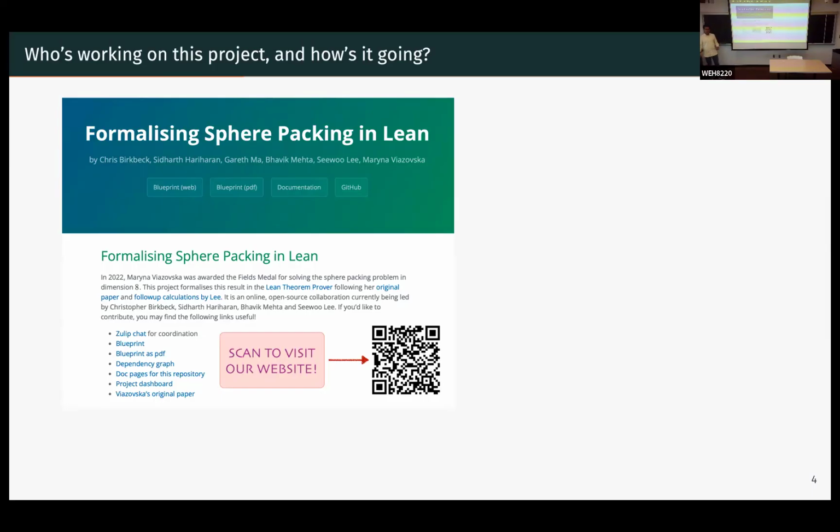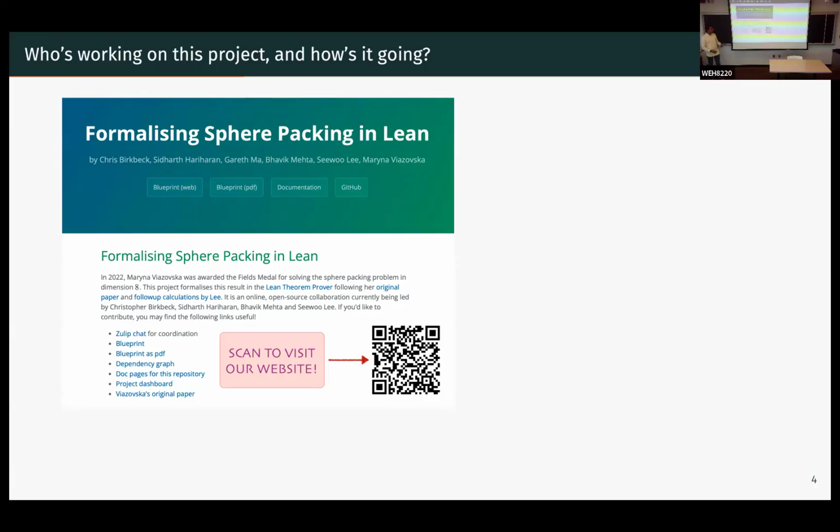If you click on the dependency graph, you can actually see what's been formalized, what hasn't been formalized, what definitions exist, what statements of theorems exist, but for what theorems we have the statement but not the proof, stuff like that. So this website is a one-stop shop for everything about this project. You can find the GitHub repository, and the blueprint, where there's a mathematical overview of the proof.